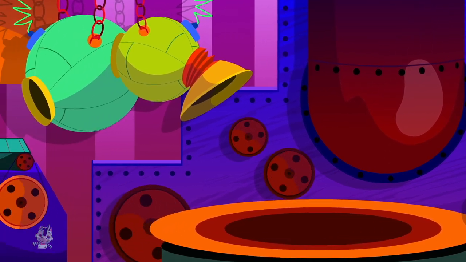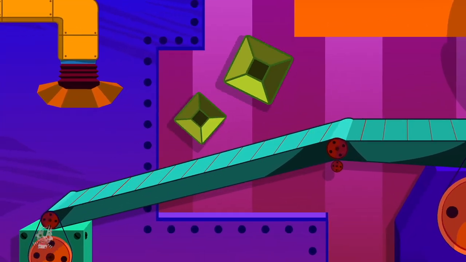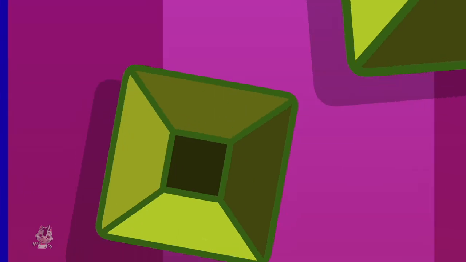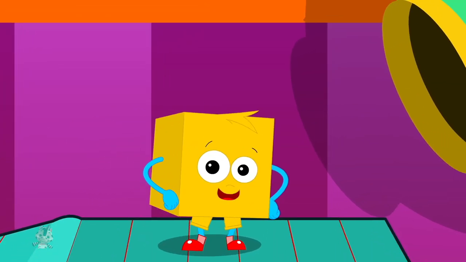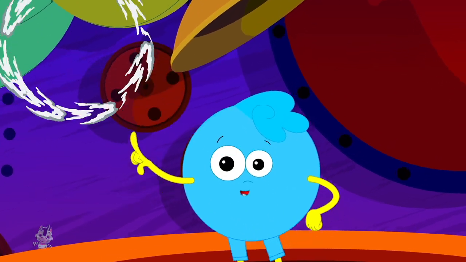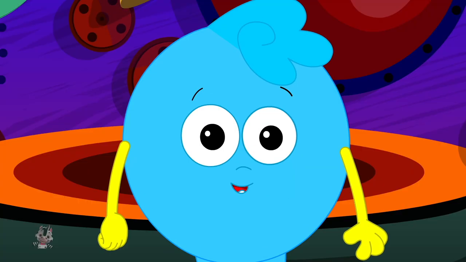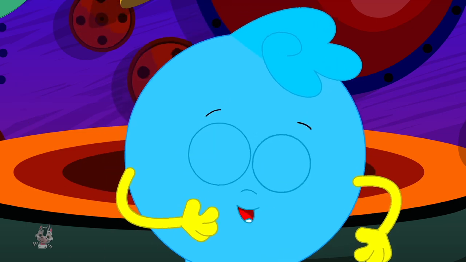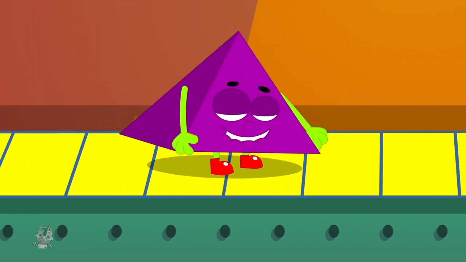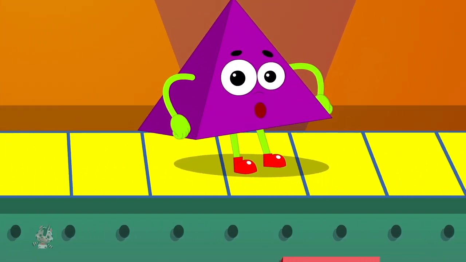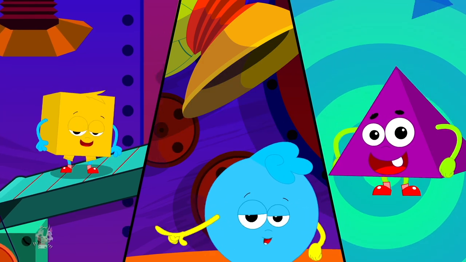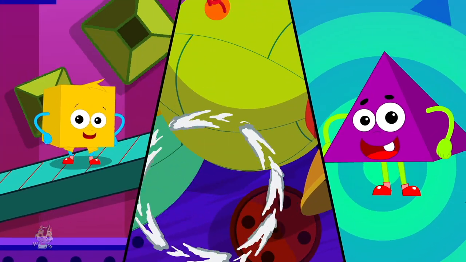We are shapes. You can see us everywhere. I'm a square, you can see me everywhere. I have four sides, I'm a square, I'm a circle, I go round and round and round. I have no start, I have no end, I'm a circle round and round. I'm a triangle, triangle, I'm a pointy little shape. I have three sides, I'm a triangle, triangle. We are shapes! You can see us everywhere!